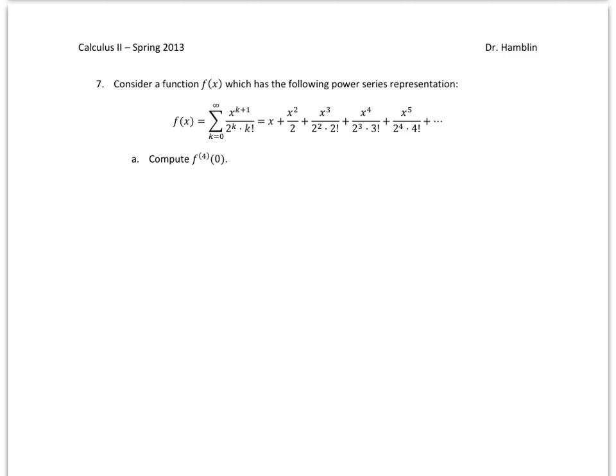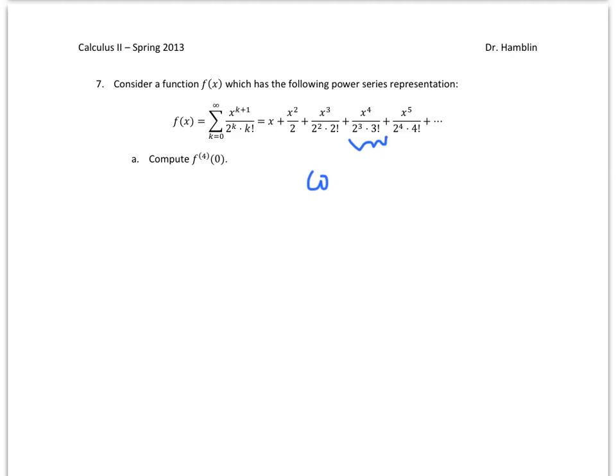For this one, we've got a power series, and we're asked to compute the fourth derivative of this function evaluated at 0. So one option we have is to start taking derivatives, take 4 derivatives, and then plug in 0. But actually we don't have to work nearly that hard. There's a trick to this question, which is that this x to the 4th term is the term that tells us what the 4th derivative is going to be.